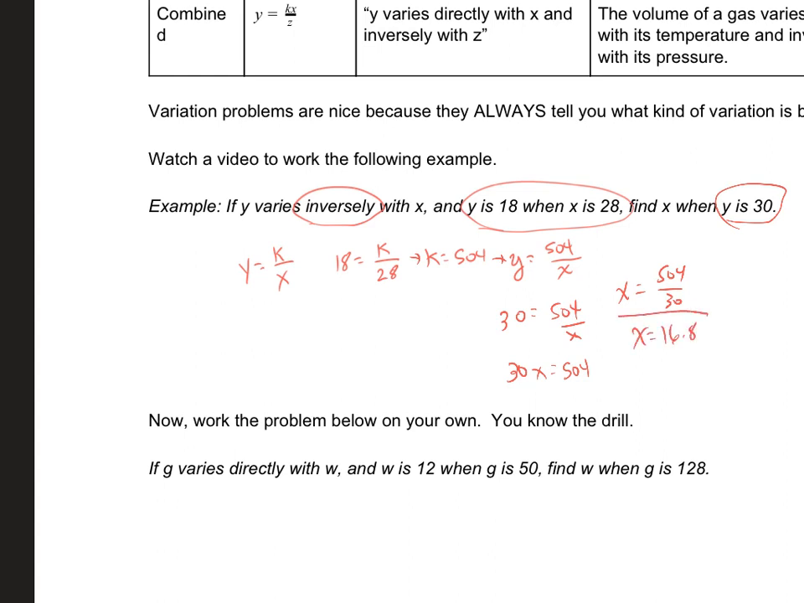So these variation problems are pretty much all the same. You read the problem and get the type of variation. You get the formula for that type of variation. You use a known set of information in the problem to find the constant of variation, and then you answer the problem. So, pause the video, work the problem below.